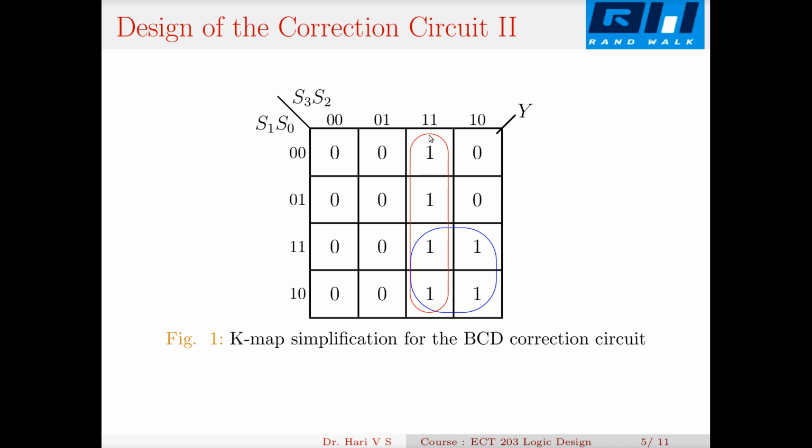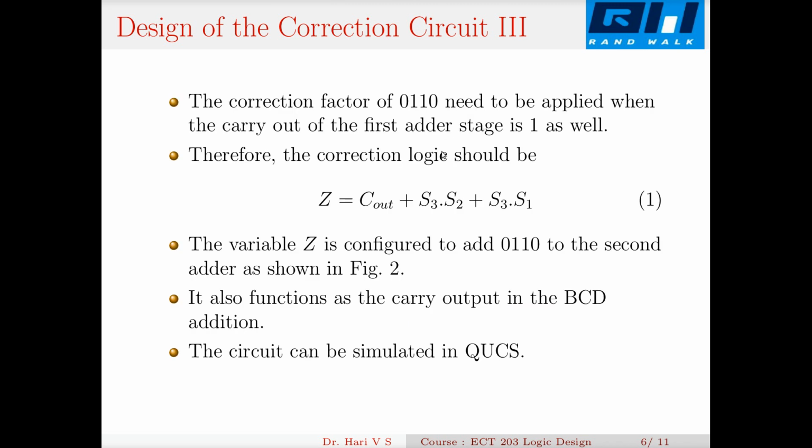The term corresponds to this red oval, that is S3, S2, because these are ones. This is an SOP expression, S3 S2. And corresponding to this blue oval, I have this term: what does not vary is S3 and S1, that is S3 S1. Okay, S3 S2 or S3 S1.